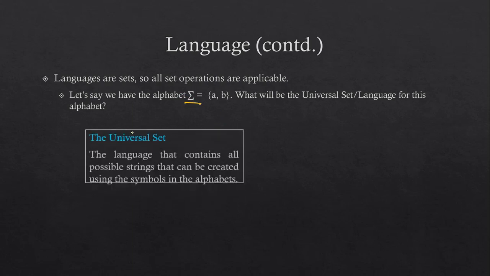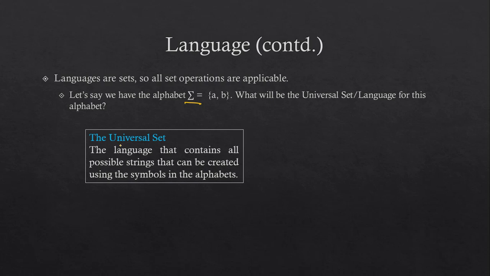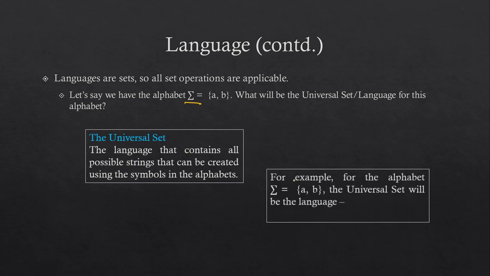Universal sets are going to be the set that contains all possible strings that you can construct using the symbols of the alphabet. So in this case, any string that we can construct using A and B is going to be in the universal set. Please note that the empty string epsilon is a member of all universal sets.